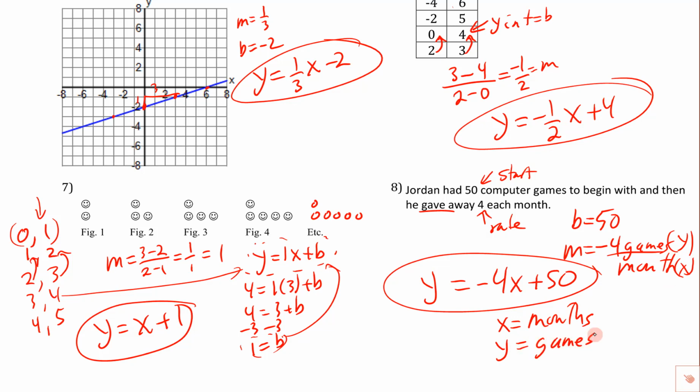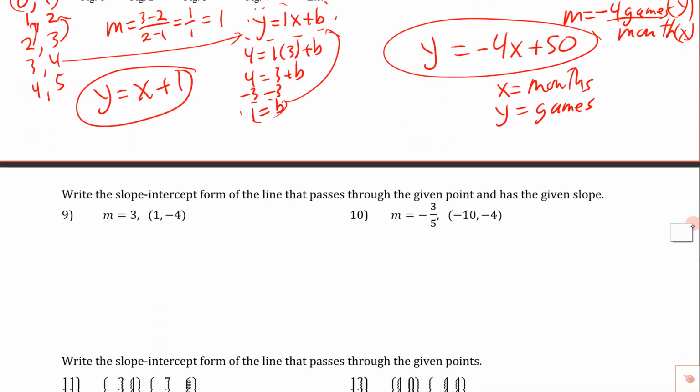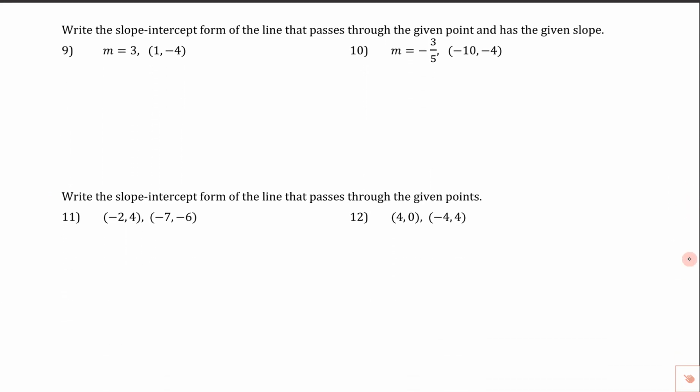Now, if you think about this, if we were on month 0, right when we started this clock, 0 times -4, this would be 0, that would be 50. He started off with 50 games, and that should make sense. Really good to be able to do that, especially coming up with what x and y represent. I know that can be difficult sometimes, but writing down the rate with the units on the top and bottom can be really helpful. Okay, let's take a look at the back side.